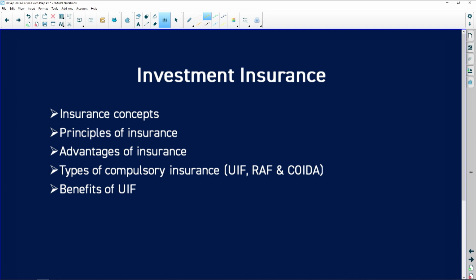Advantages of insurance, in a nutshell, you're transferring the risk that you bear to another company. Types of compulsory insurance, we have UIF, which is the Unemployment Insurance Fund. We've got RAF, the Road Accident Fund, and we've got COIDA, which is the Compensation of Occupational Injuries and Disease Act for when you get hurt at work. And the benefits of UIF is almost in every paper.